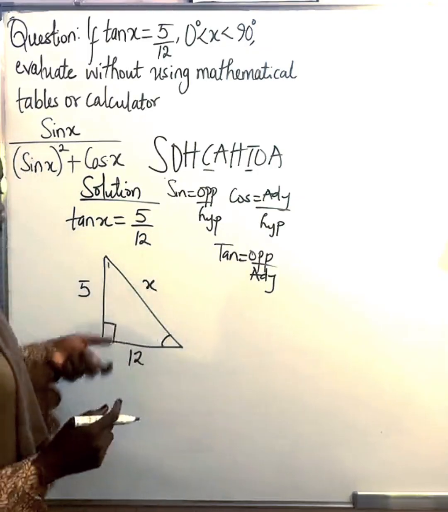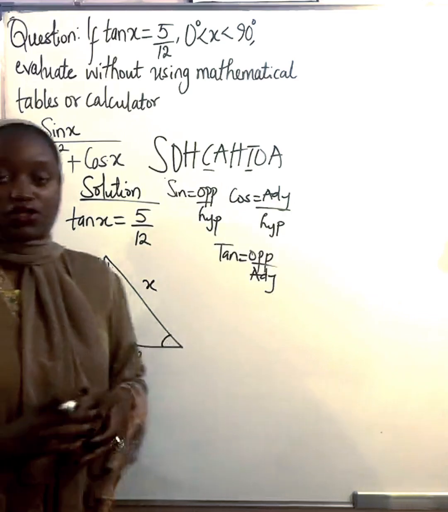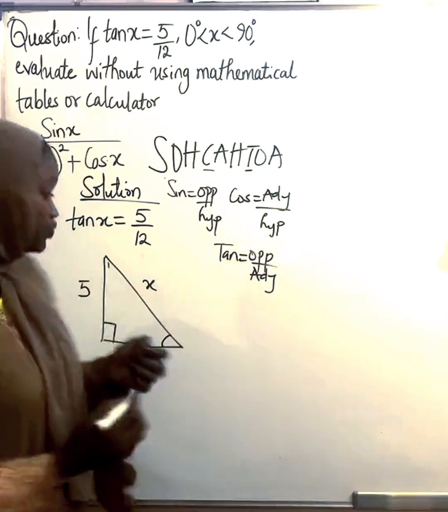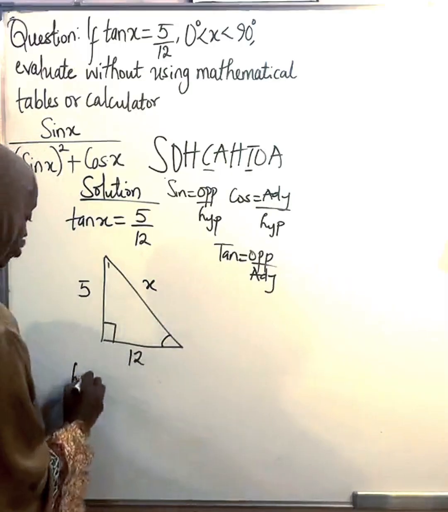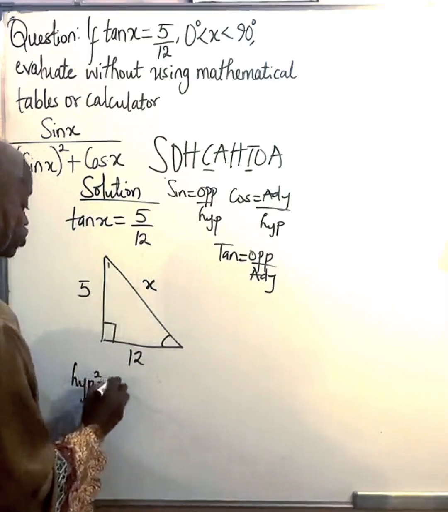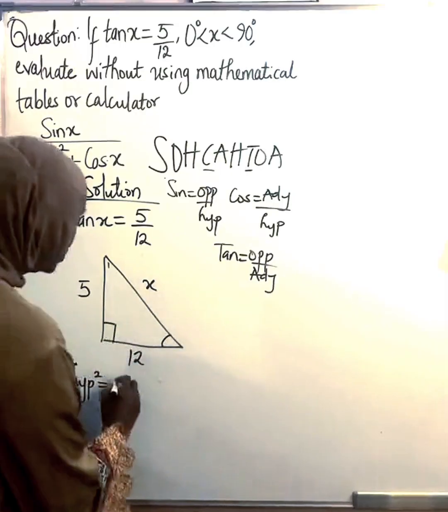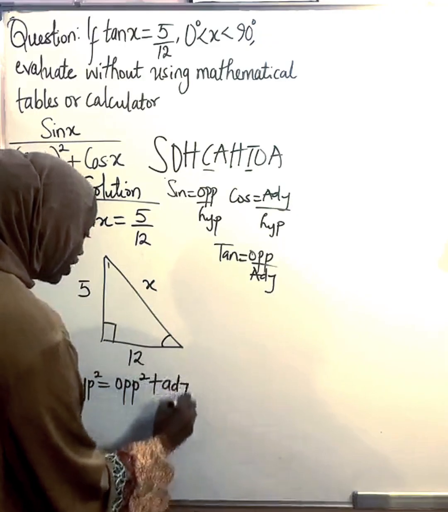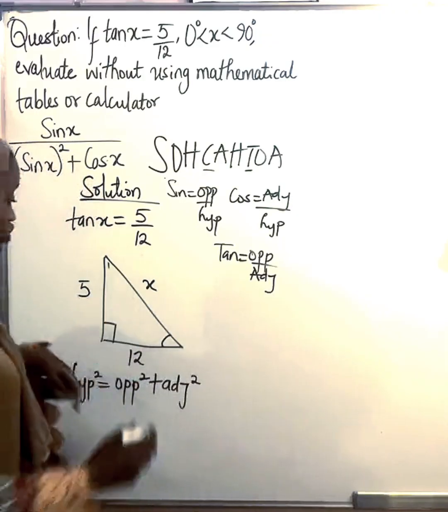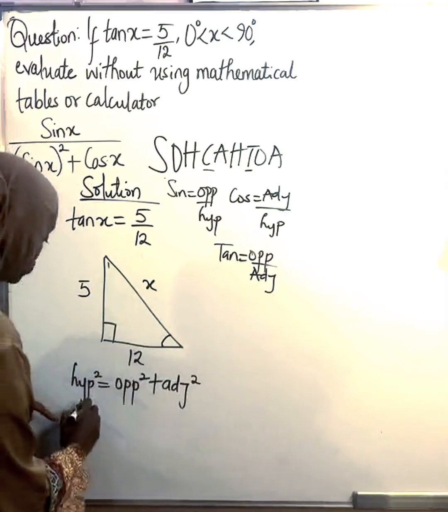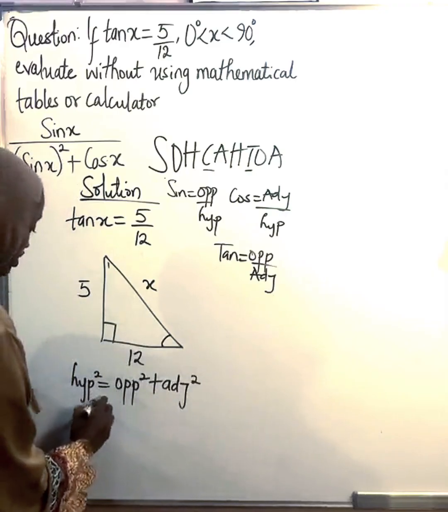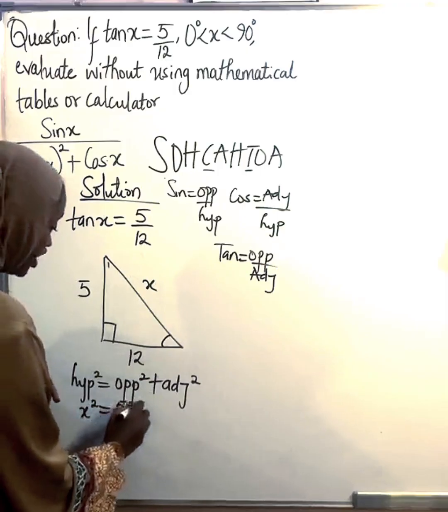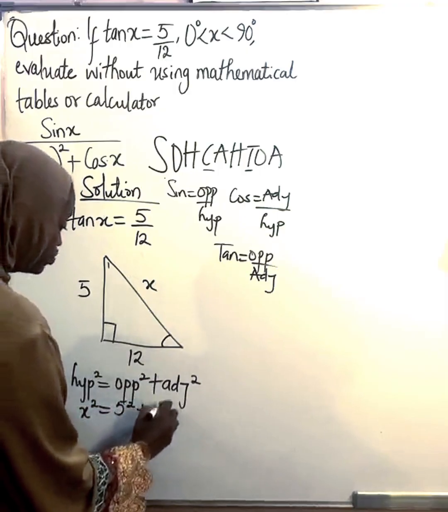To get the value of the hypotenuse, we apply the Pythagoras rule, which states that the square of the hypotenuse is equal to the sum of the squares of the other two sides, which is opposite squared plus adjacent squared. So we put in the values. We call the hypotenuse x, so x squared is equal to the opposite, which is 5 squared, plus the adjacent, which is 12 squared.